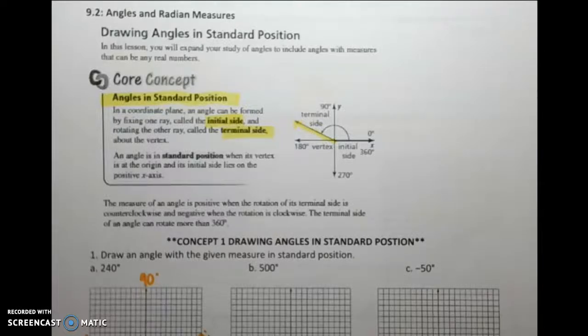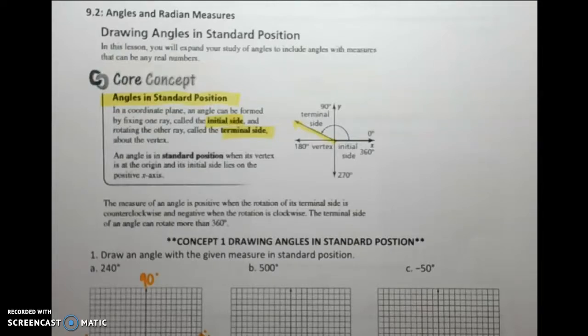9.2 Angles in radian measure. Drawing angles in standard position. In this lesson, we will expand on the study of angles to include angles with measure that can be any real number. Alright, angles in standard position.